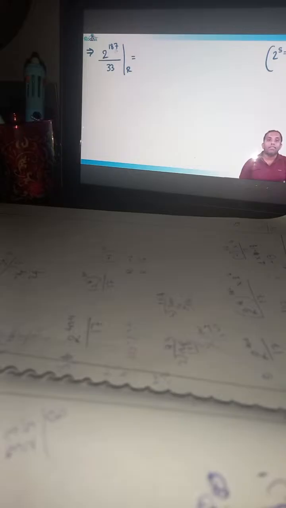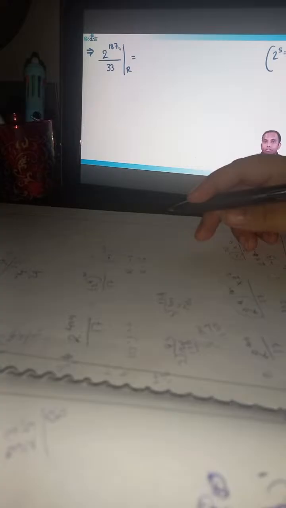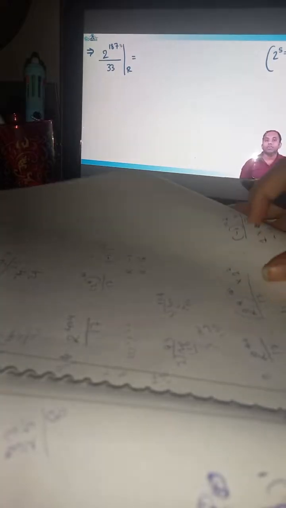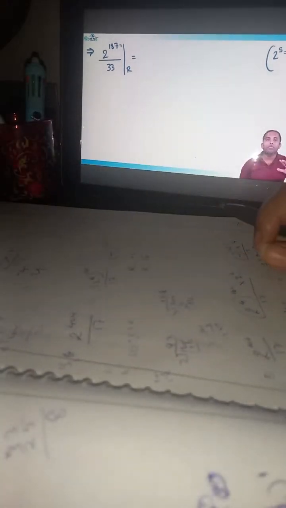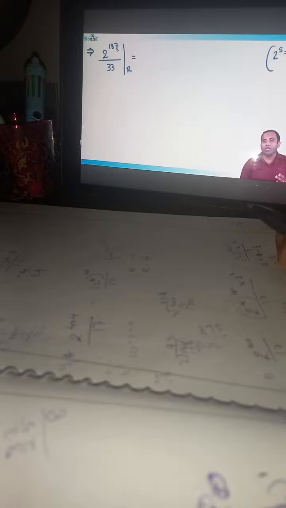But it cannot be easily broken, right? Because it's 187. In the last question it was 185, and I easily wrote there 5 into 37 as 185. But here I can't write that. So I know that I have to break it in multiples of 5. So what will I do? I'll pick a multiple of 5 that is just before 187, that is 185.